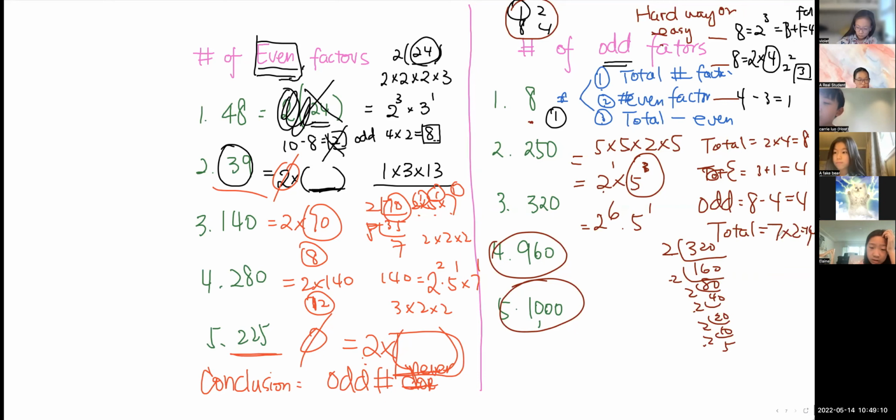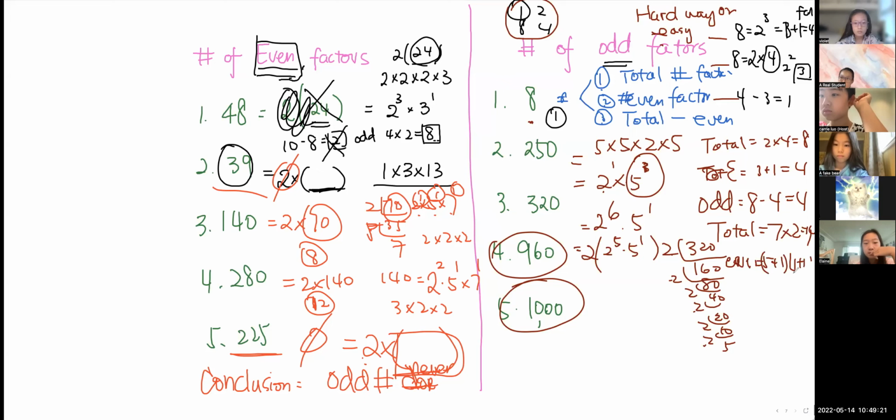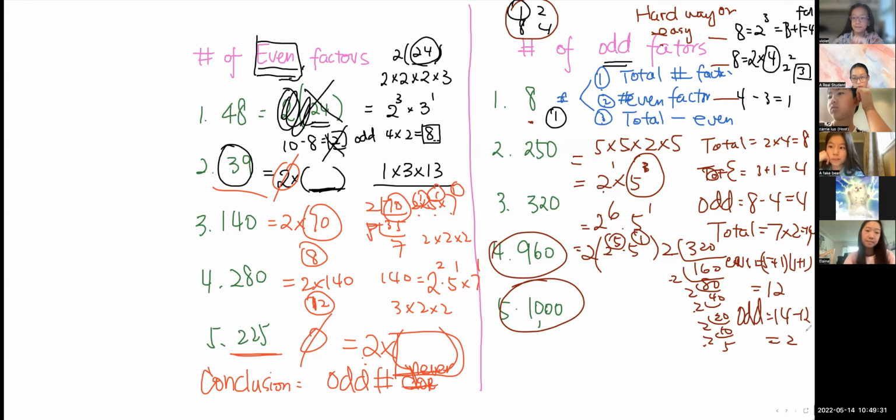So how many even factors are there? It equals 2 times 2 to the power 5 times 5 to the power 1. So the number of even factors equals 5 plus 1 times 1 plus 1, so it equals 12. So how many odd factors are there? 14 minus 12 equals 2. Understood, everybody? Okay, so that's basically the same thing.